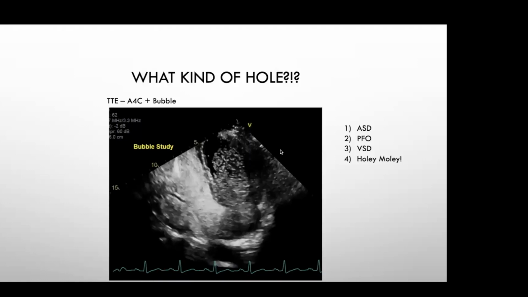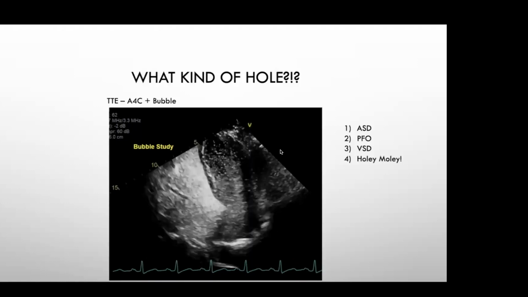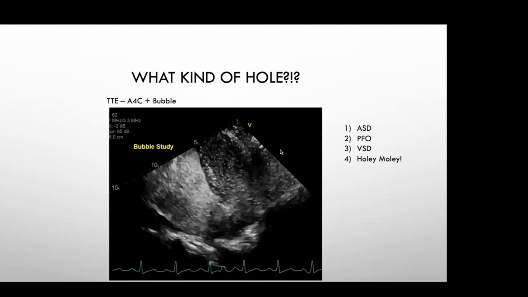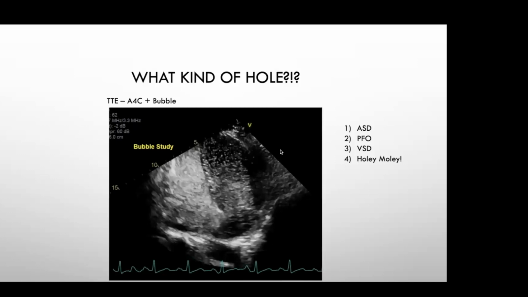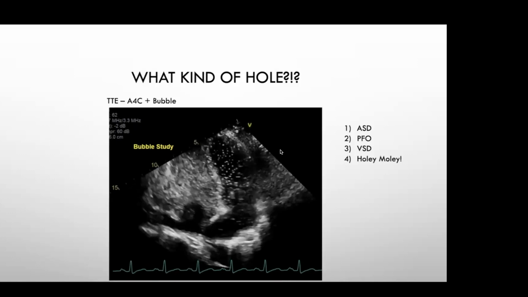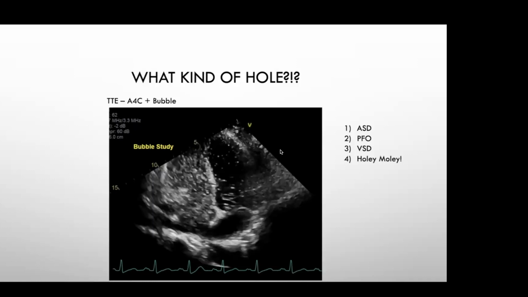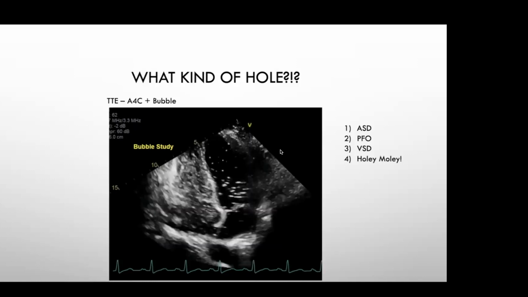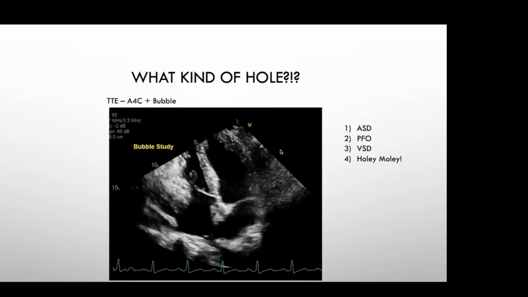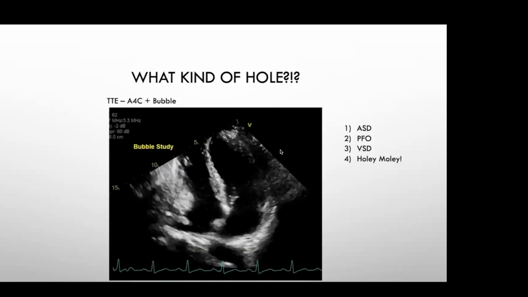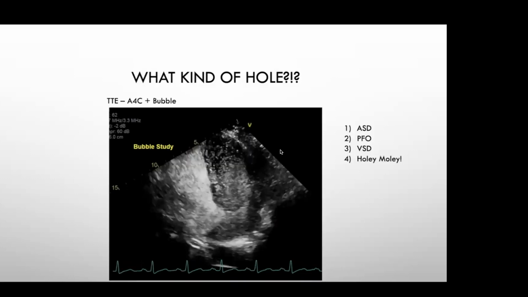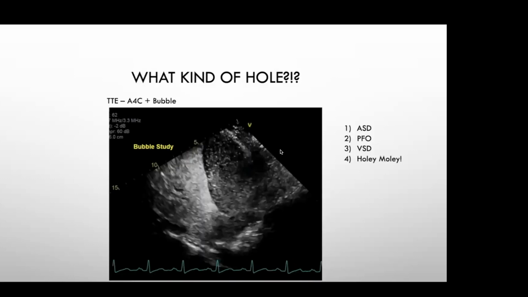So see if there's anybody who wants to take a vote, but this is a transthoracic echo, apical four-chamber showing a bubble study with early transition, clearly lots of bubbles. Anybody have a guess? Think about what kind of hole you think this is? ASD, PFO, VSD, holy moly, I don't know. One vote. ASD, a lot of people saying ASD, yeah.